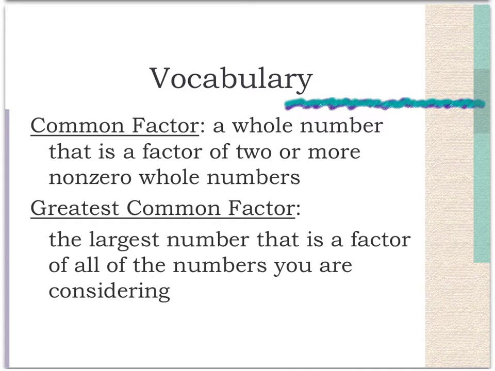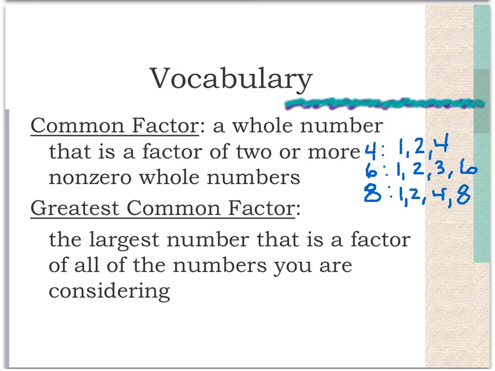So giving you an example, let's say I dealt with the factors of 4, 6, and 8. So I know that the factors of 4 are 1, 2, and 4, 1 times 4 and 2 times 2. I know the factors of 6 are 1, 2, 3, and 6. So we're talking about 1 times 6 and 2 times 3. And the factors of 8 we've already talked about. That would be 1, 2, 4, and 8. 1 times 8 and 2 times 4.